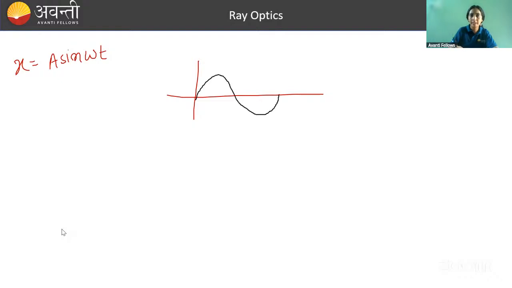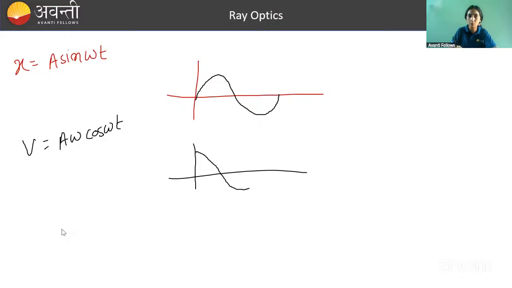साइन का ग्राफ कैसा होता है, ऐसा होता है. And if you calculate velocity here, you will get a omega cos omega t. So you have to again draw the graph of cos omega t. That will look like this. And if you have to calculate acceleration, you again differentiate it. You will get minus a omega square sin omega t.